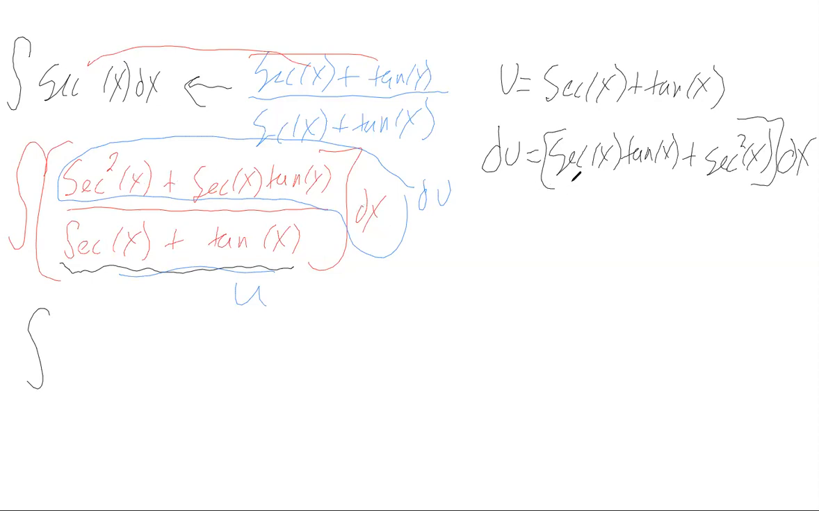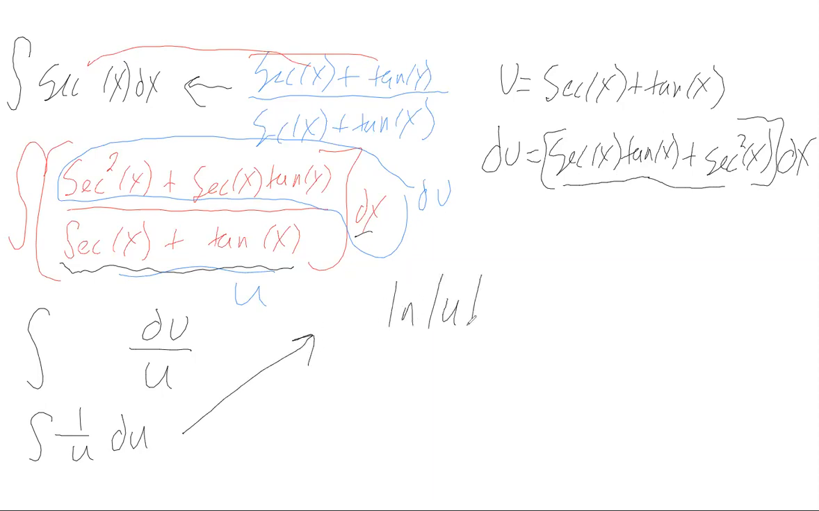Because we have a secant tangent plus a secant squared, which we have right up here. We have a dx, which we have right here. So this is just going to be a du. This is our u, d over u. And we can think of this really as the indefinite integral of 1 over u du. Once again, the antiderivative of 1 over u is the natural log of the absolute value. So this is going to be the natural log of the absolute value of u plus some c.